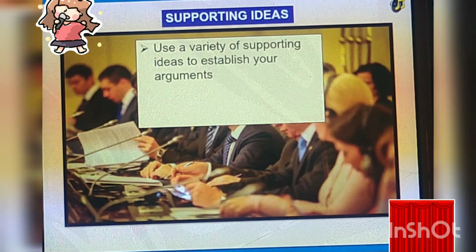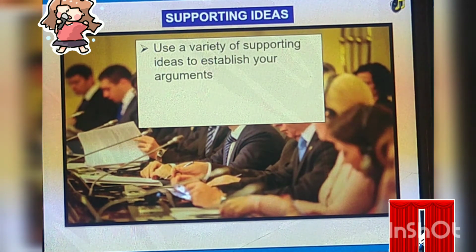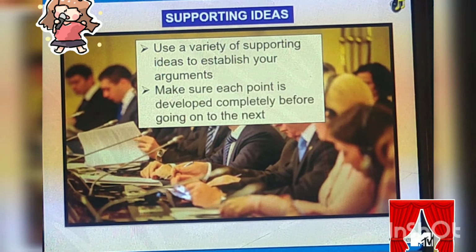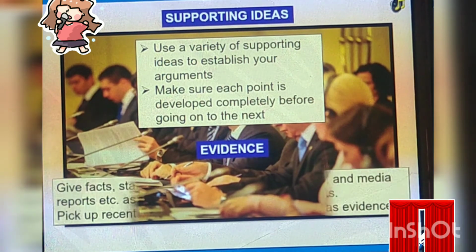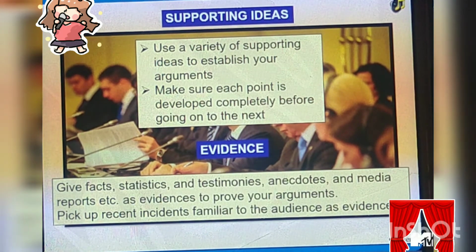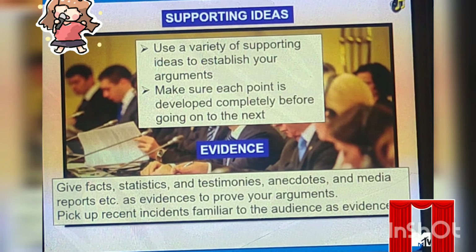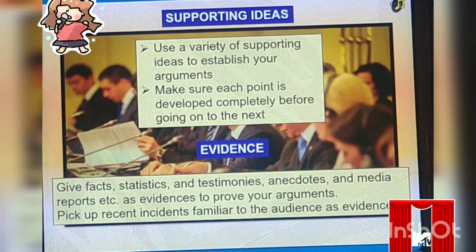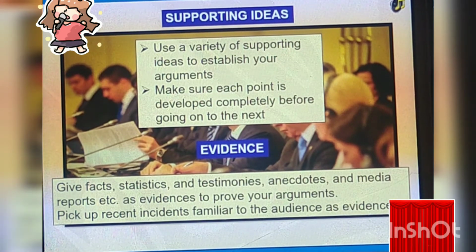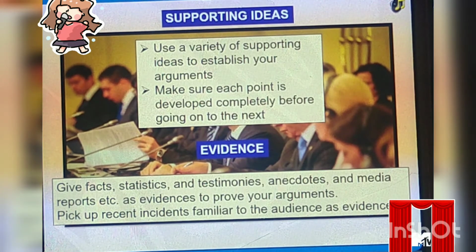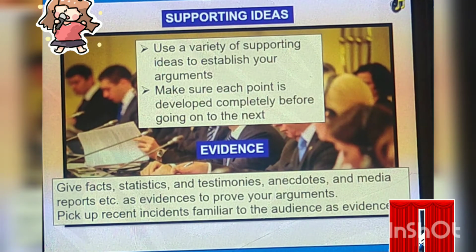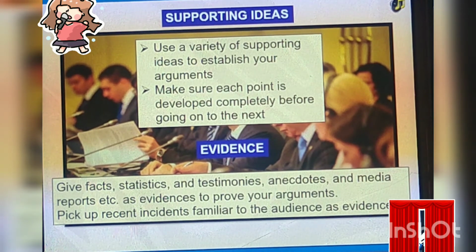Supporting ideas. Let's see what is supporting ideas. Use a variety of supporting ideas to establish your arguments. Make sure each point is developed completely before going on to the next. Give facts, statistics and testimonies, anecdotes and media reports, etc. as evidences to prove your arguments. Pick up recent incidents familiar to the audience as evidences. Evidence is proof, children.